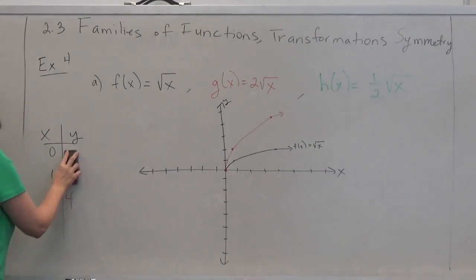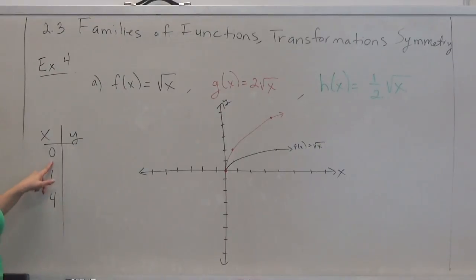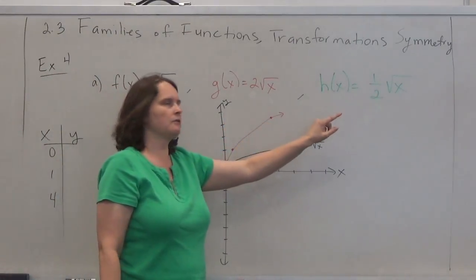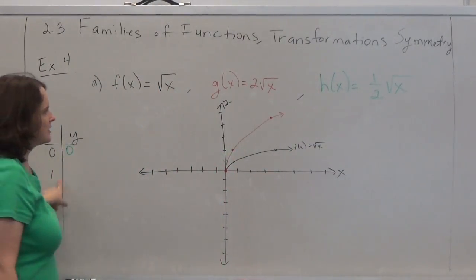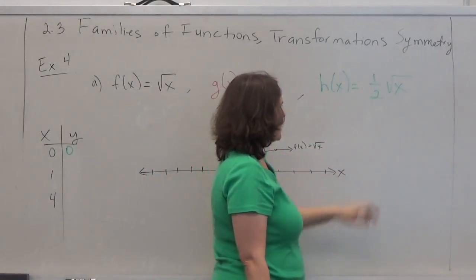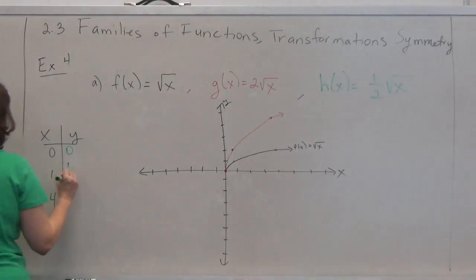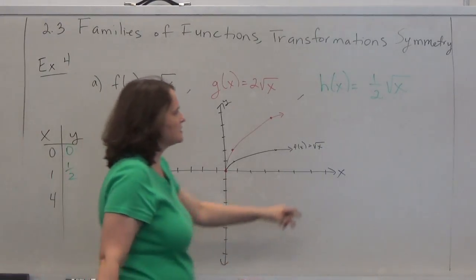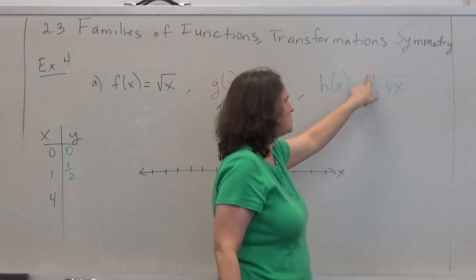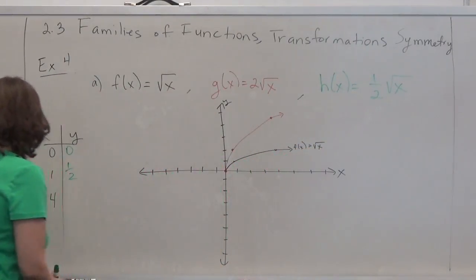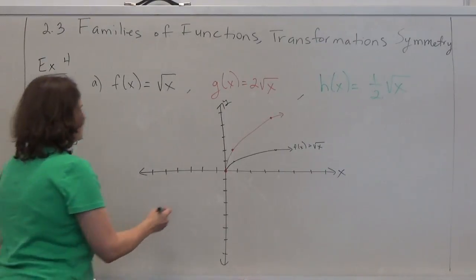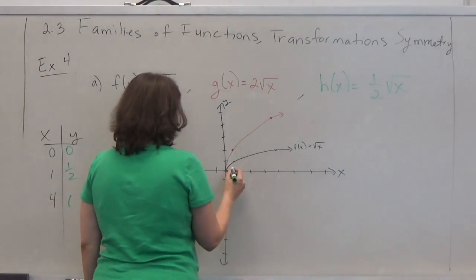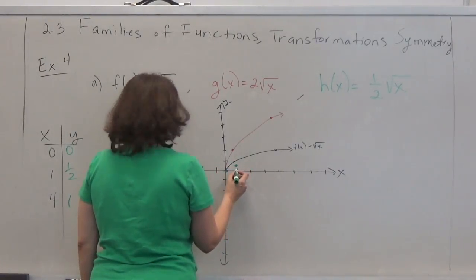So coming back to my t-table, I'm going to put in those same x values again. If I put in 0 for x, take the square root of 0, I get 0, multiply by 1/2, and I still get 0. If I put in 1 for x, take the square root of 1, I get 1, multiply by the 1/2, so I get 1/2. If I put in 4 for x, take the square root of 4, and I get 2. 2 times 1/2, it gives me 1. Okay, so we'll plot these points, and our h of x graph, we'll see where it's going to be. So we've still got the 0, 0. We've got 1, 1/2, and we've got 4, 1.